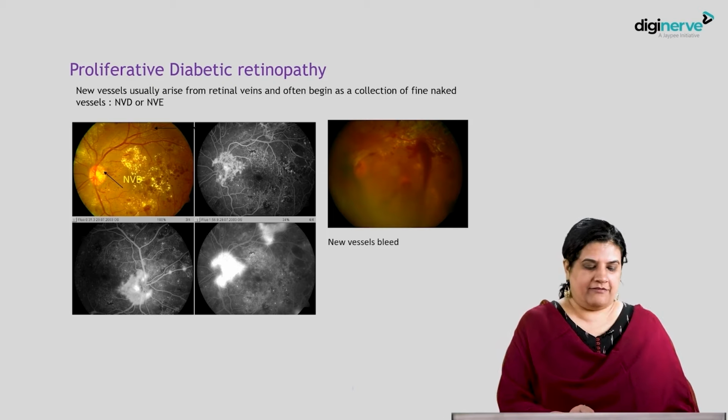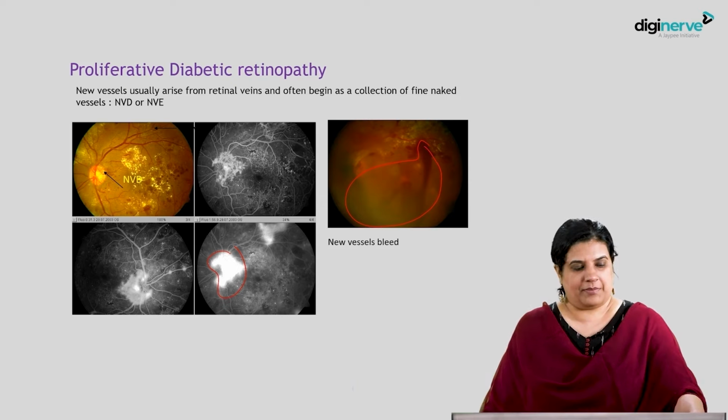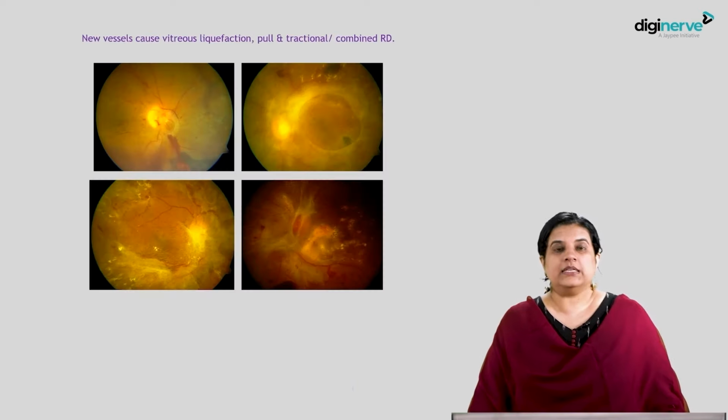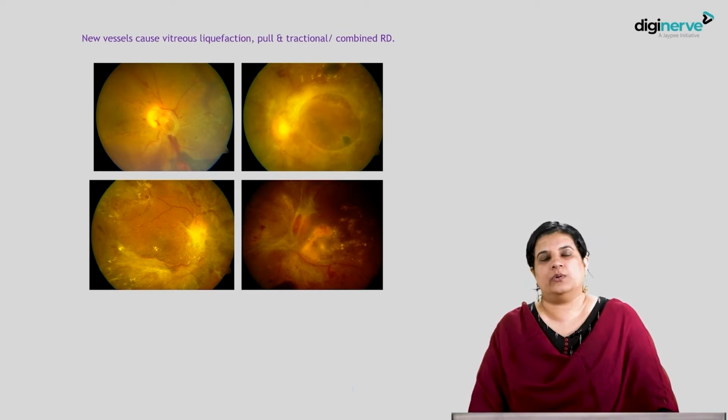So here we have leaky blood vessels, and because of these neovessels, there is a fresh bleed happening in this image. These neovessels also cause the vitreous to liquefy, and this liquefied vitreous, along with fibrovascular changes in the retina, causes a tug on the retina and eventually can result in tractional retinal detachment.